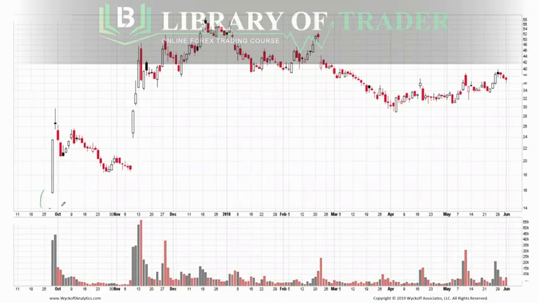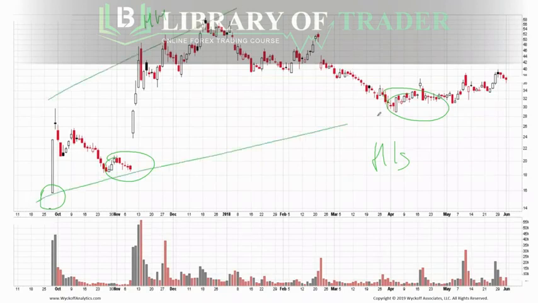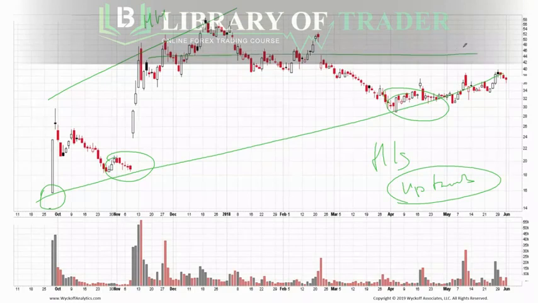Okay, well, long term, look at this. Higher lows, right? And a higher high. So we are in the definition of an uptrend. In the intermediate term, we are probably in a trading range. And short term, we are in the upswing. So this is where we are: long-term uptrend, intermediate trading range, short-term upswing.